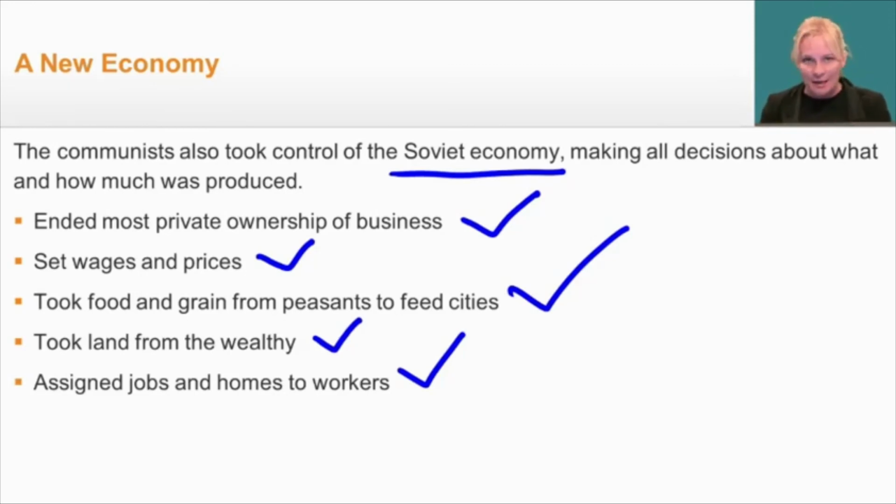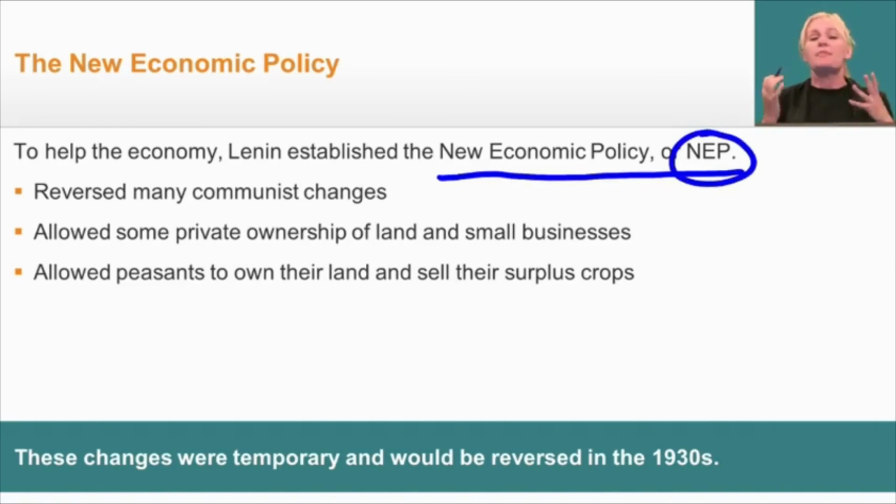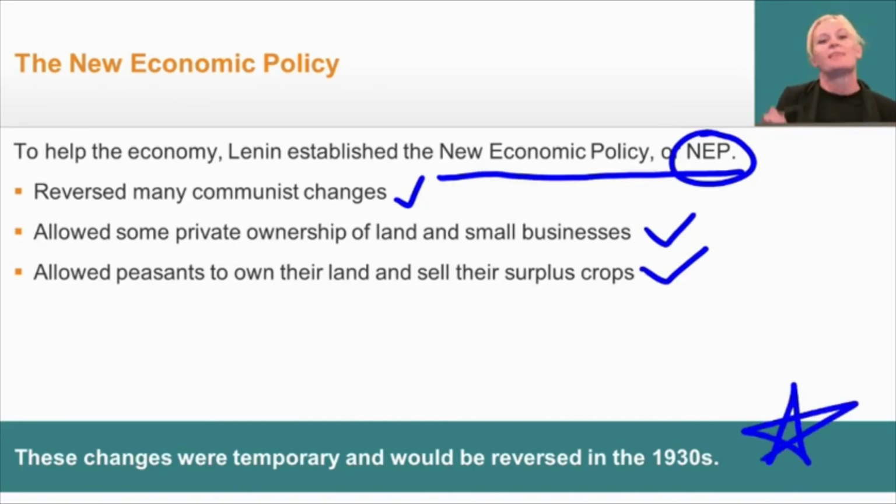Now, how was that working for them? Well, it turns out that it didn't. And so to help the economy, Lenin established a New Economic Policy, or the NEP. What that did was reverse many of the communist changes. It allowed for some private ownership of land and some private ownership of small businesses, and it allowed some peasants to own their own land and to sell their surplus crops. However, they decided that that also wasn't working out too well for them, and so these changes were temporary, and they would be reversed again later in the 1930s.